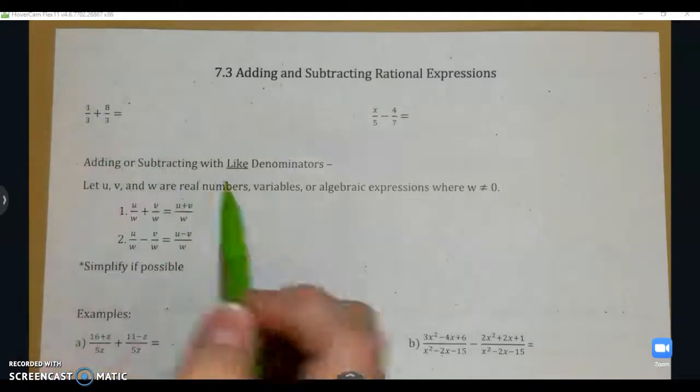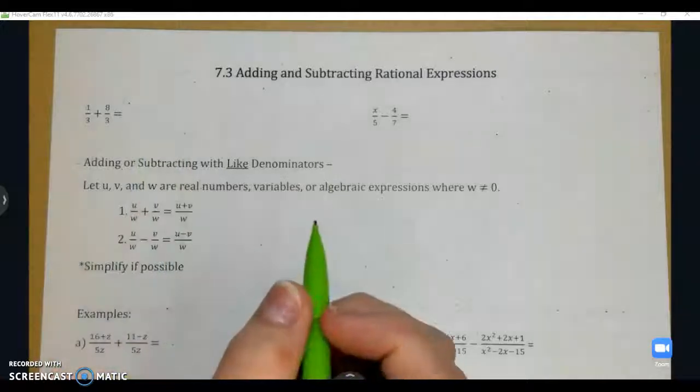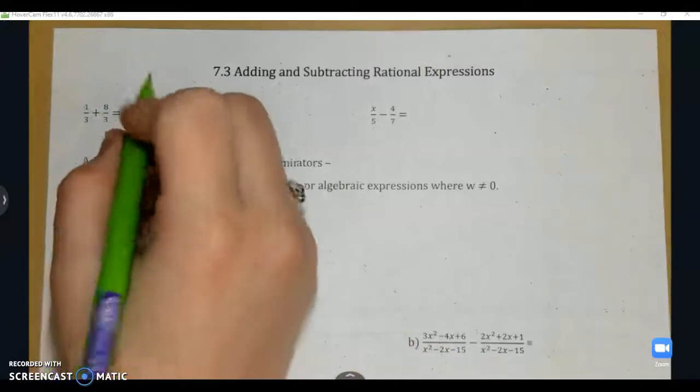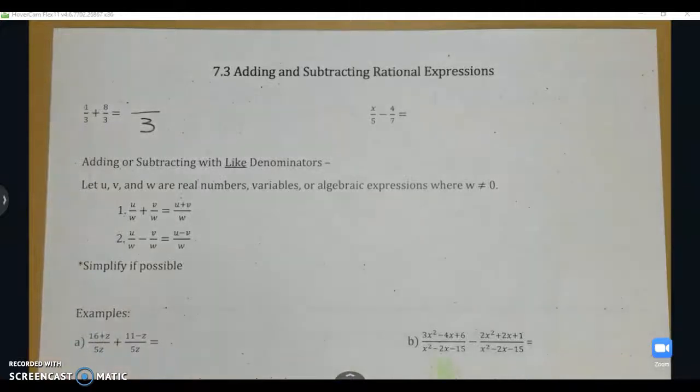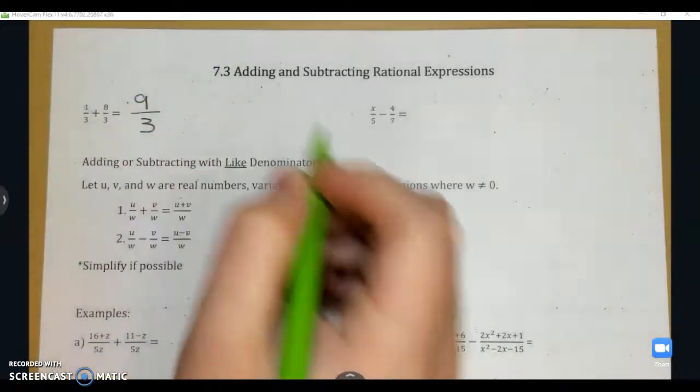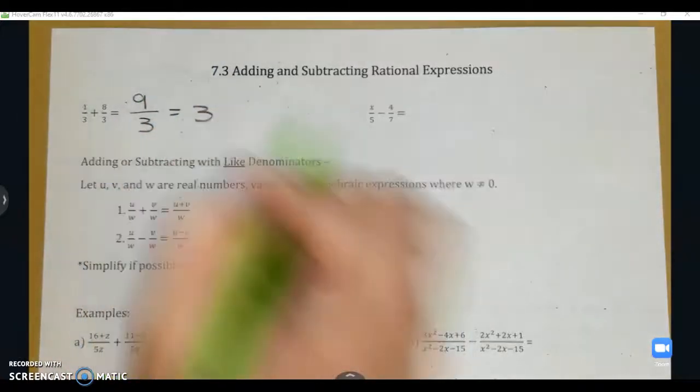So for example, 1/3 plus 8/3, my denominators already match, so to add those fractions, the denominator stays the same, and you add your numerators. 1 plus 8 is 9. 9 over 3 does simplify to 3.